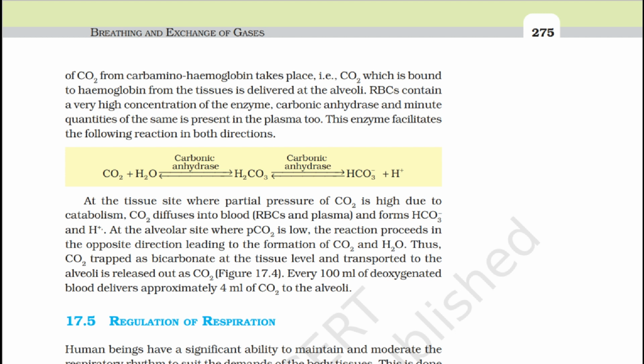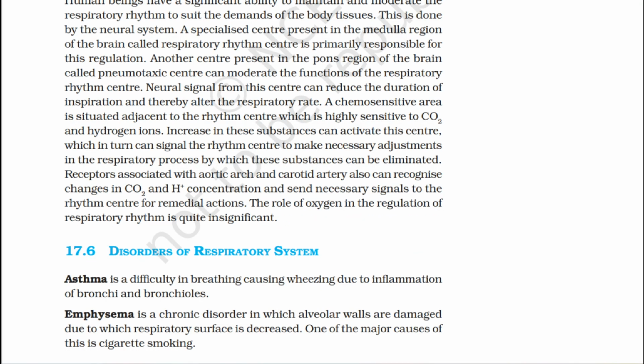Regulation of respiration. Human beings have a significant ability to maintain and moderate the respiratory rhythm to suit the demands of the body tissues. This is done by the neural system. A specialized center present in the medulla region of the brain called respiratory rhythm center is primarily responsible for this regulation. Another center present in the pons region of the brain called pneumotaxic center can moderate the functions of the respiratory rhythm center. Neural signal from this center can reduce the duration of inspiration and thereby alter the respiratory rate.